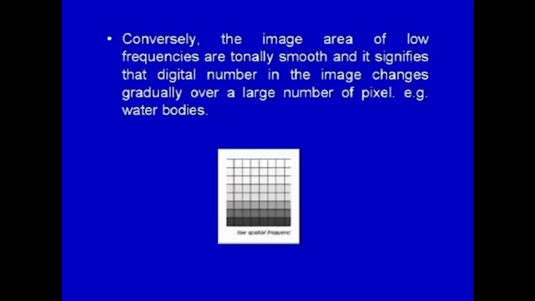Conversely, the image area of low frequencies are tonally smooth, and it signifies that the digital number in the images changes gradually over a large number of pixels, that is like a water body. The graphic shown below gives us a clear picture of a low spatial frequency image, wherein we can find that the tone of the image changes from black to white as we move from bottom to top.